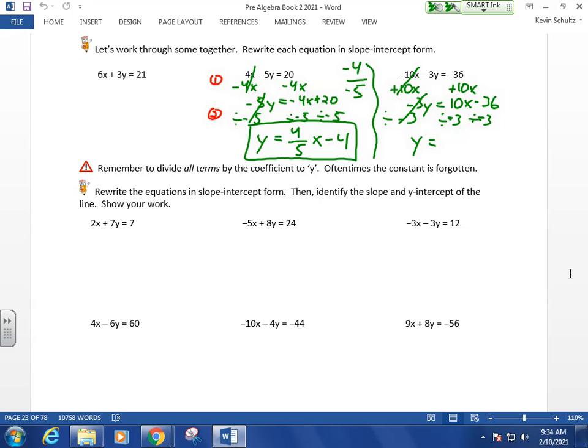Does it work out evenly? No. Do we really care? No, because that should be a fraction anyway, right? So 10 divided by negative 3, that's just going to give us a negative 10 thirds. Negative 10 divided by 3. Okay? We want that fraction. And then negative 36 divided by negative 3 gives us what? Aiden? Positive 12. So this is going to be a plus 12 at the end there.